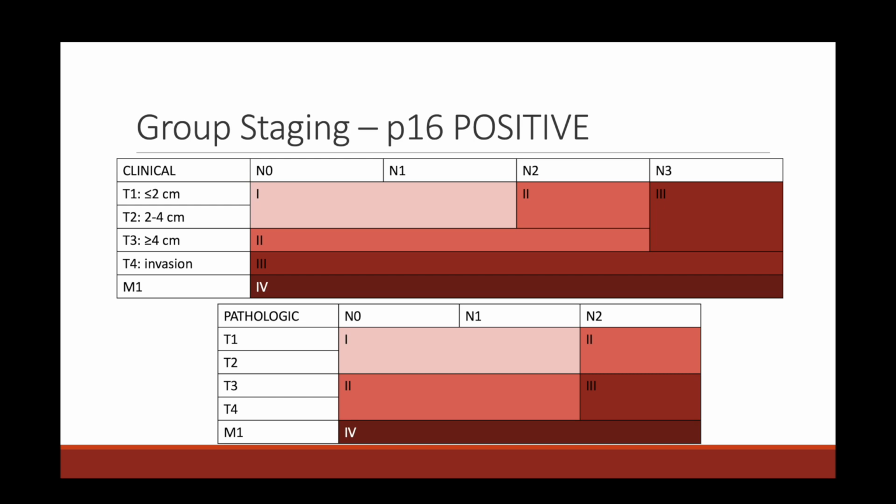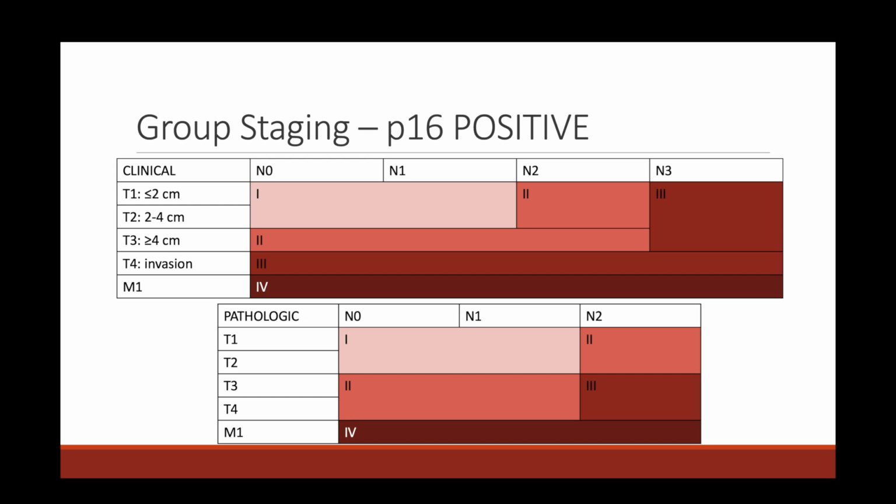So then the subtle differences between the group staging for clinical versus pathologic staging for P16 positive are a little bit tricky to memorize. So let's try to focus on what is similar. With the clinical staging, if you are T1 to T2, N0 to 1, you're stage 1. And the same applies for the pathologic. If you are T1 to T2 and you're N2, then you're stage 2, and same thing for both clinical and pathologic staging.